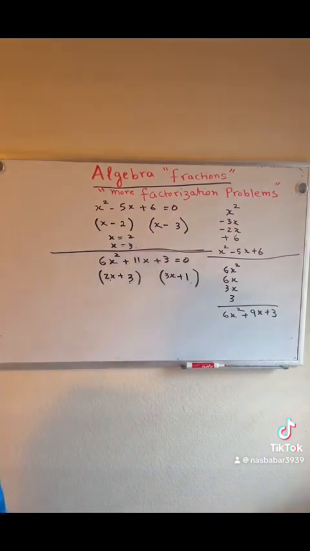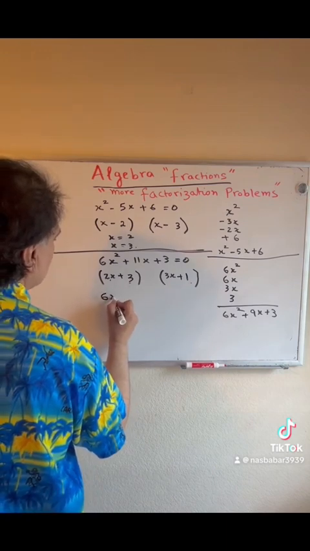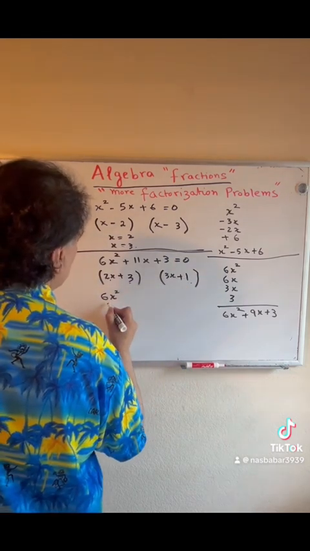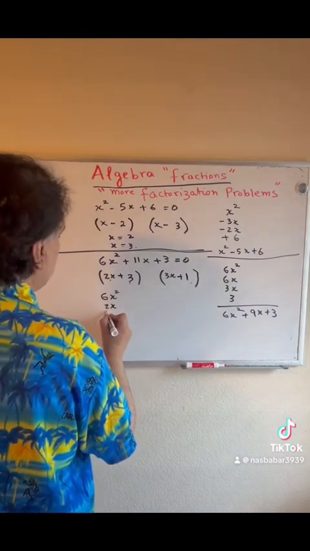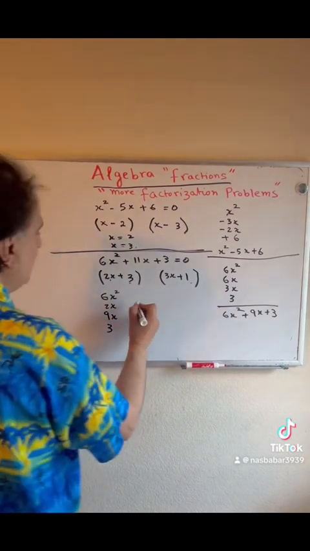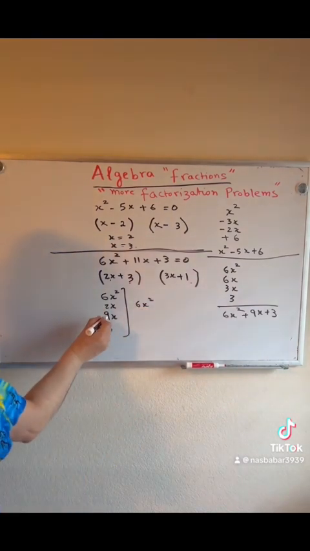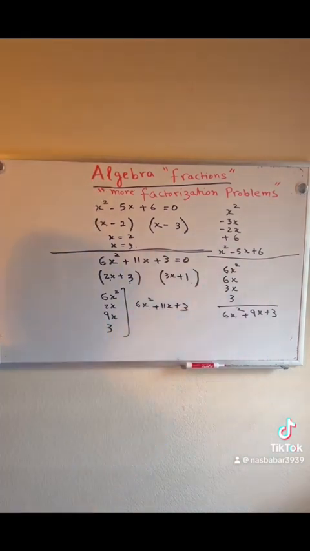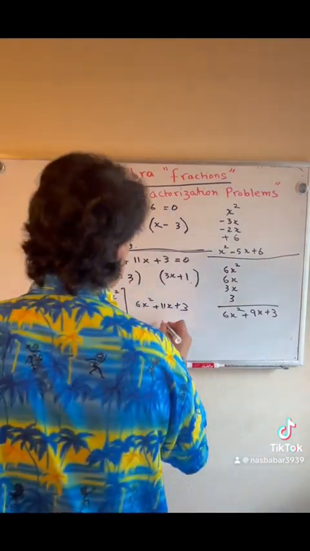Now let's see if we can solve it. 2x times 3x gives me 6x squared. 2x times 1 gives me 2x. 3 times 3x gives me 9x. 3 times 1 gives me 3. So that makes sense now. We have 6x squared, then 2x plus 9x, 11x, plus 3. Wow, we solved it. Sometimes you have to jiggle around a little bit to get the right answer. So then I have 2 answers.